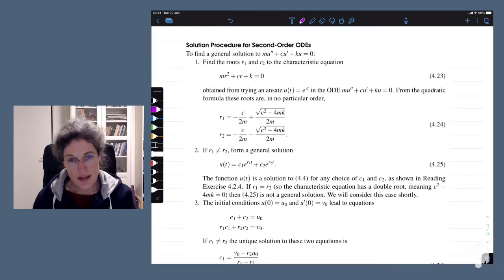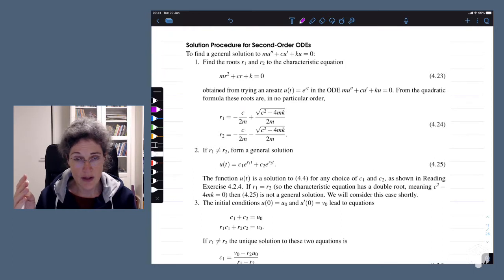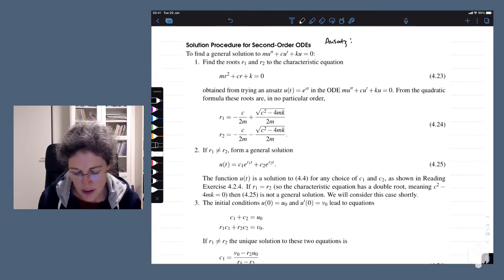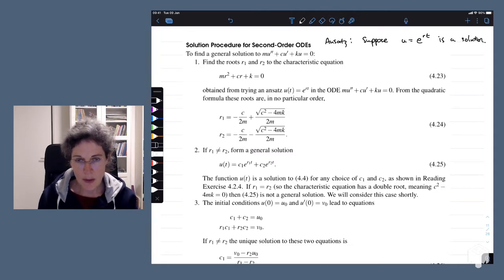Okay, so as I said, we can use the ansatz technique that we did for the specific case earlier in the general case. So remember what we said was our ansatz was that we're going to suppose that u equal to e to the rt is a solution. And then we plugged that back in, because in order to be a solution, it has to satisfy the differential equation.